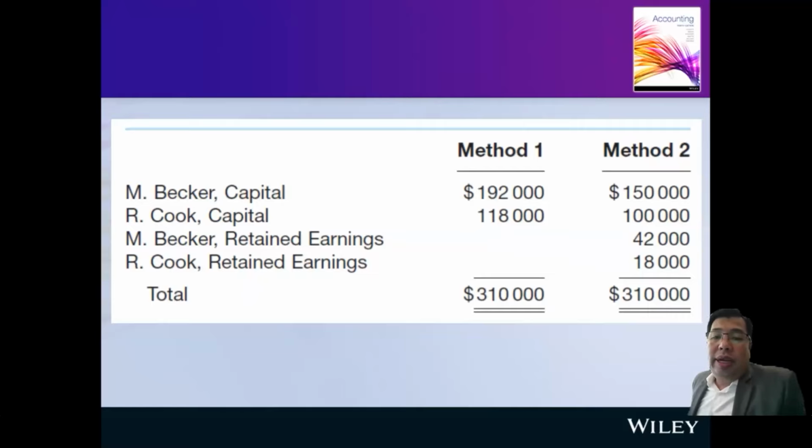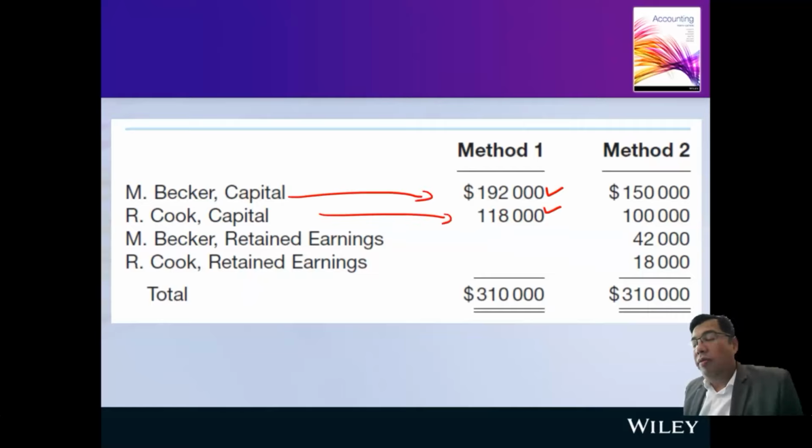If you look at method number one, in this example we only have the capital account, 192 and 118. Only one account, capital. If you're using method two, we split it. We will not change the capital accounts. The original capital is 150 and 100, and the retained profit will have a separate account, retained profit for Backer and retained profit for Cook. So the total is still the same, but the way you present it is different.